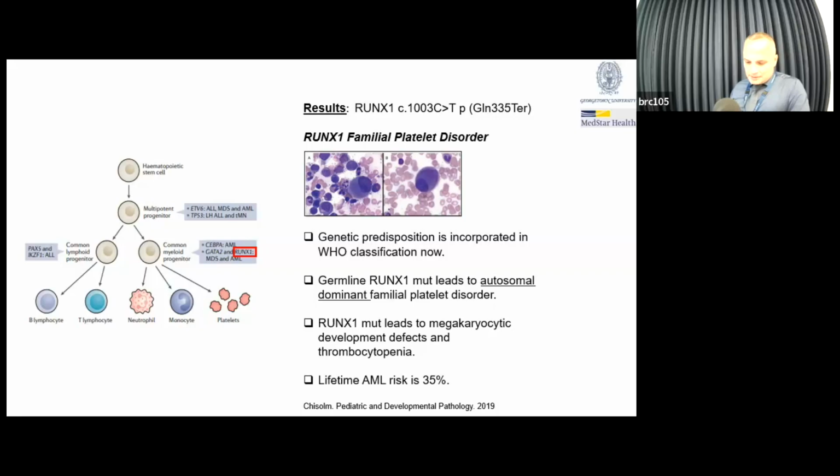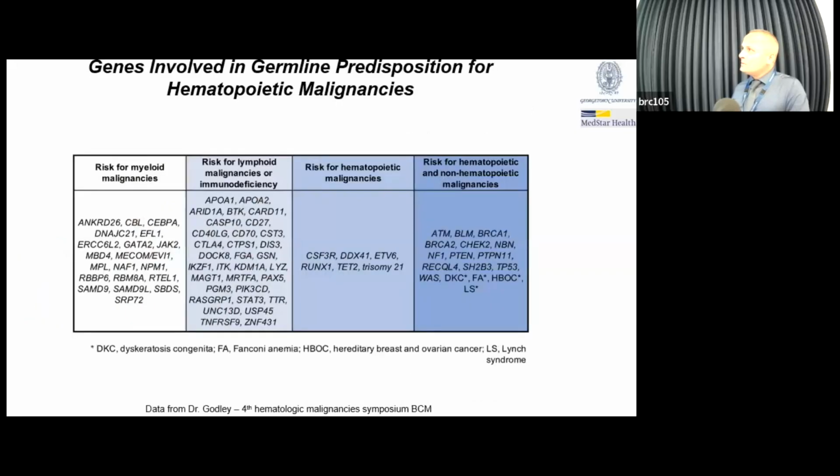seen in these conditions. So I don't want you to remember exactly every single gene that is in this presentation from Dr. Lucy Godley from University of Chicago. But I want you to remember that there are some genes that predispose to myeloid malignancy, lymphoid malignancy, immunodeficiency, overall risk for hematopoietic malignancies, and then risk for hematopoietic and non-hematopoietic malignancy. If you can remember at least this section, it will be extremely important.